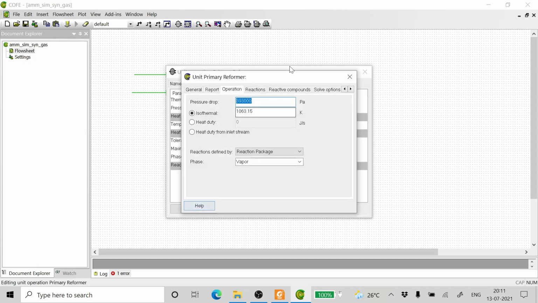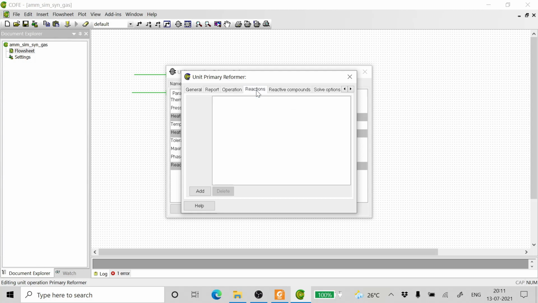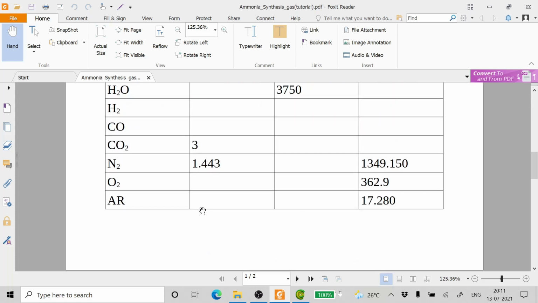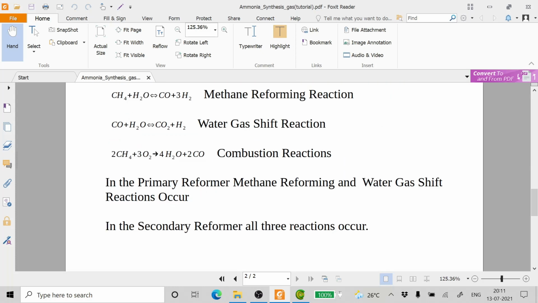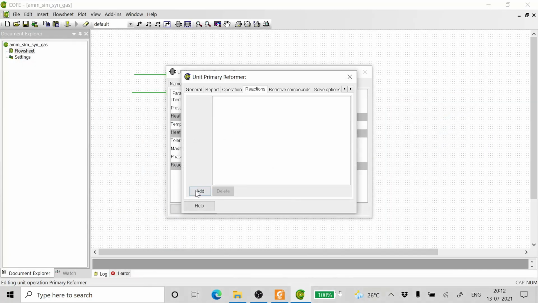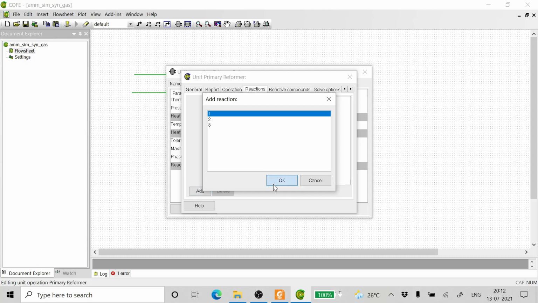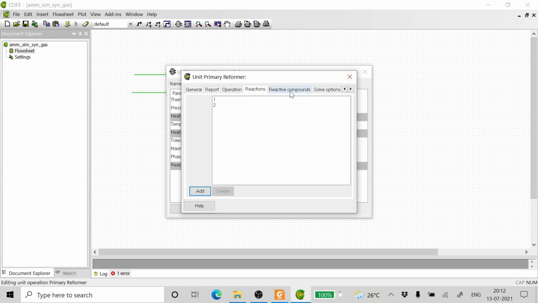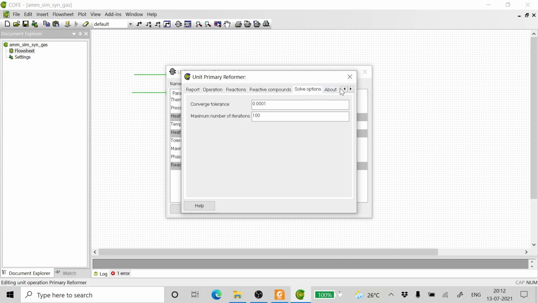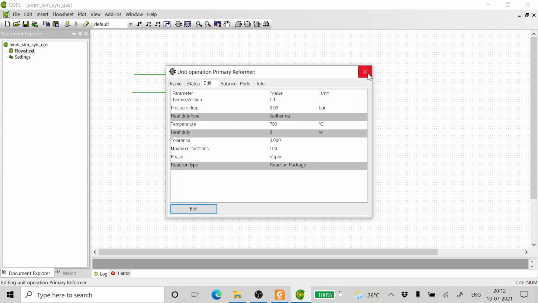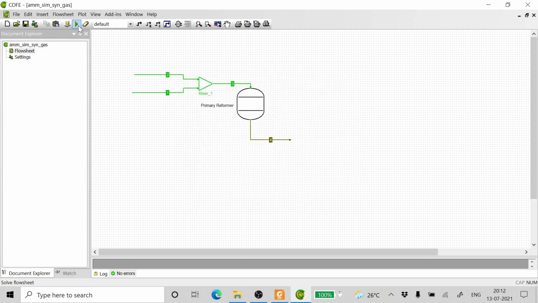Now, we again click edit and here we come. Now, the reactions that happen here is, in the primary reformer, you have the methane reforming and the water gas shift reactions occurring. So, we click add and we select reaction number 1 and reaction number 2. It's done and we run to simulate. Now, we do get a warning here. I'll explain the warning.